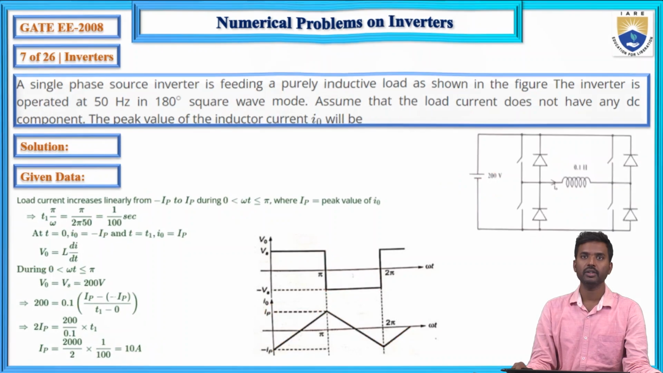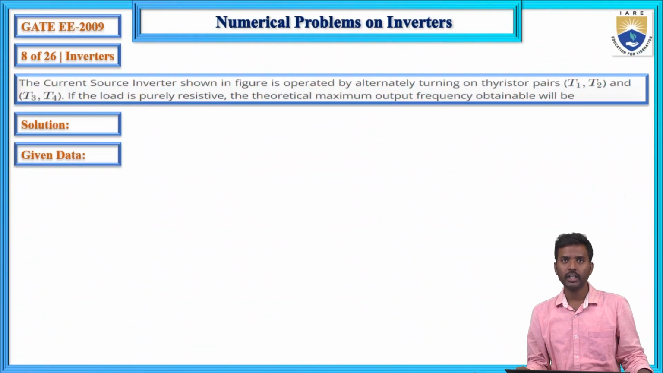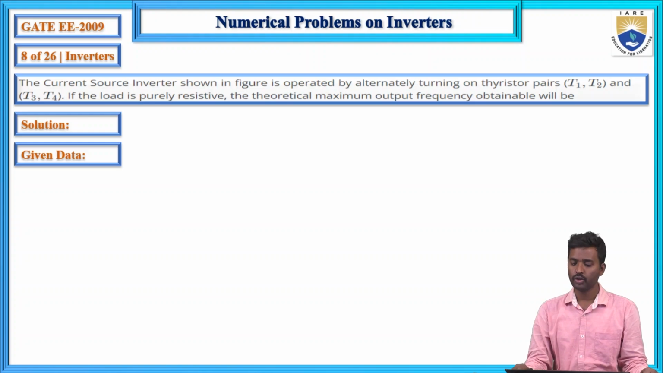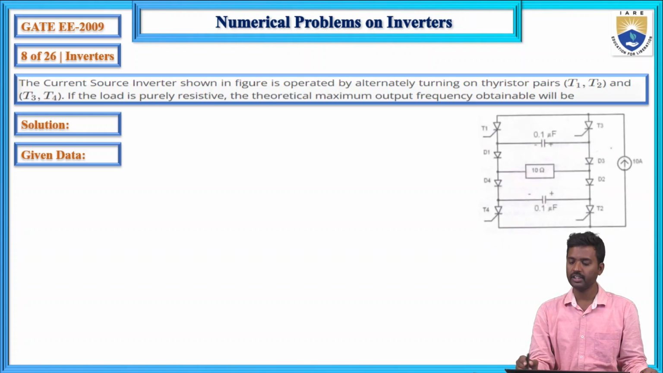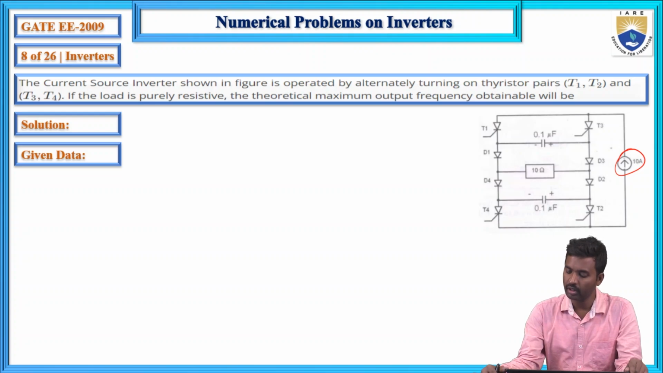And next, the 8th question: the current source inverter as shown in the figure. This is the figure, this is a current source inverter. In the current source inverter, the output current is constant, and the output voltage depends upon the load only.